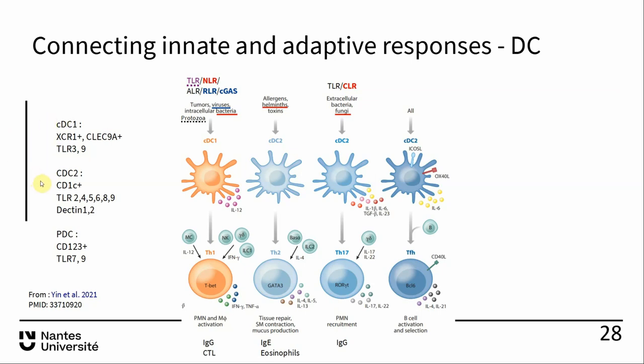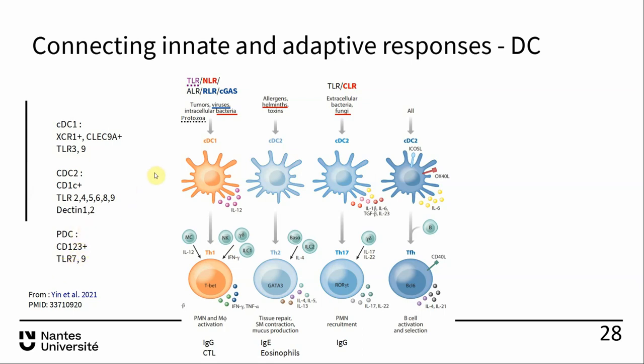CDC2, the conventional kind of myeloid dendritic cells, which are CD1C positive rather. So they've got a really wide collection of toll-like receptors and CLRs. So these are the ones that are going to be activated mostly by extracellular pathogens. And last but not least, plasmacytoid dendritic cells, which express TLR7 and TLR9. Their main role is to secrete type 1 interferons, the different interferon alpha genes and the other type 1 interferons.